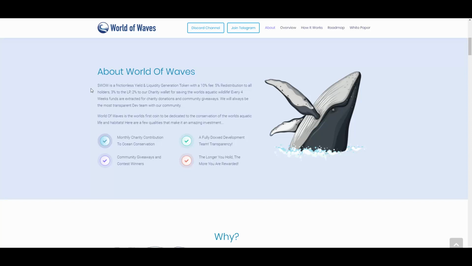We will always be the most transparent dev team with our community. World of Waves is the world's first coin to be dedicated to the conservation of the world's aquatic life and habitats. Here are a few qualities that make it an amazing investment. So first of all, monthly charity contribution to ocean conservation, community giveaways and contest winners, fully doxed development team and transparency, which as you know, especially on this BSC space, it's really important to simply have it because there is a lot of shady projects. Obviously you are getting the best ones on this channel guys, so you don't need to worry about that, but it's really cool to have a doxed development team.